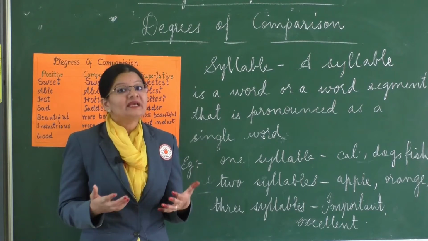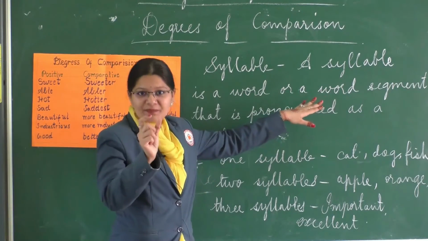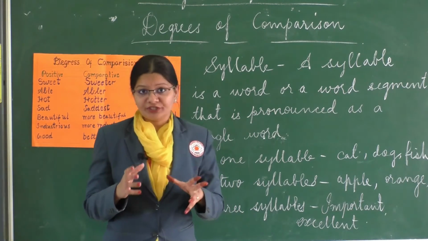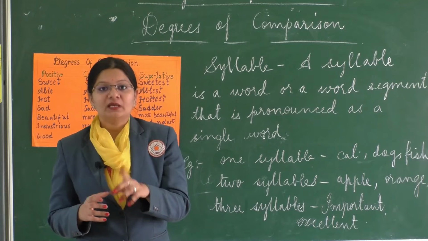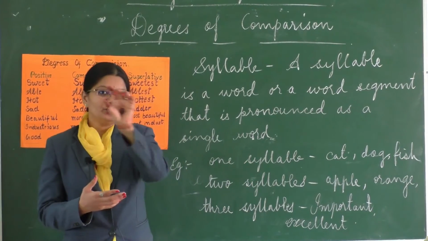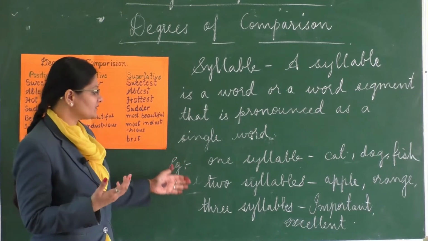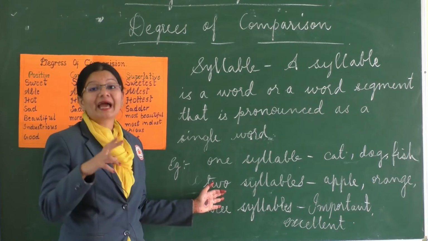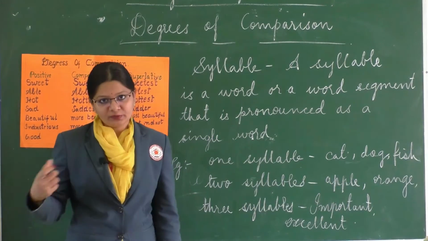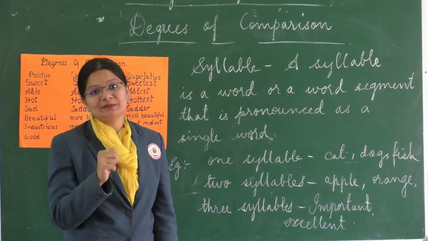So what is a syllable? Can you all repeat it? A syllable is a word or a word segment that is pronounced as a single word. So the words which have single syllable will have a different way of being presented when you write the degrees of comparison. Then we have some words which are two syllabic, means they have two syllables. Like apple. Then you have orange. So there are two syllables here.